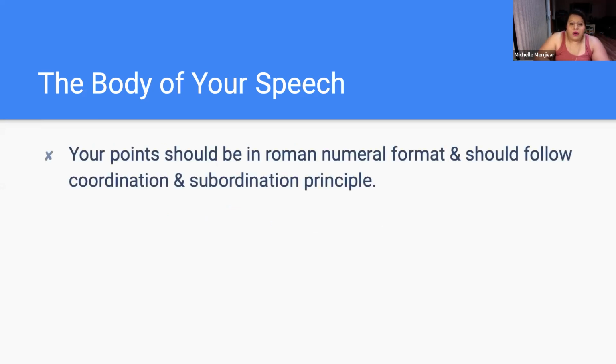So when you look at the way an outline is done in a public speaking class, we usually use the Roman numeral format, which basically means that all of your main points are in Roman numerals, like Roman numeral 1, Roman numeral 2, Roman numeral 3, and then all the subpoints are in either letters or numbers.